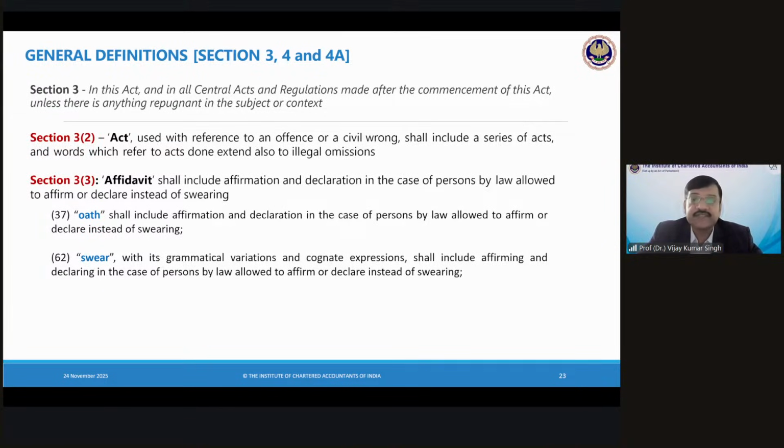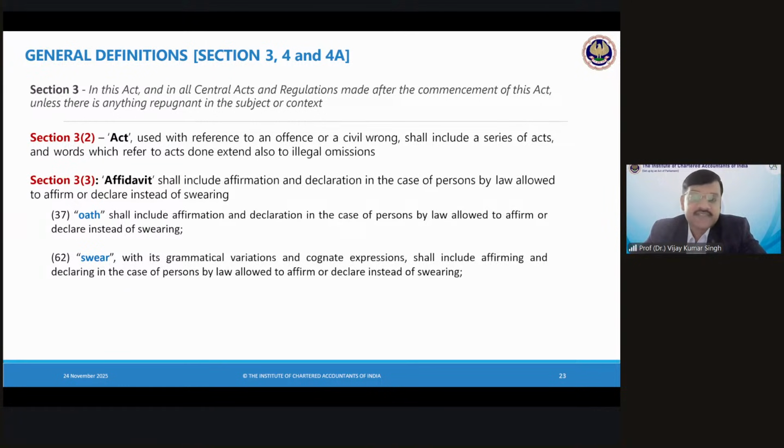If you have a look at section 3, it says: in this Act and in all central Acts and regulations made after the commencement of this Act, unless there is anything repugnant in the subject or context. So wherever you find this particular term, anything repugnant in the subject or context, what does that mean? Repugnant means contrary to. So anything which is beyond the subject or context, and that is why I always emphasize the point: subject is the king, context is the king in terms of definition. So it will mean what has been the definition or the meaning which has been provided here.